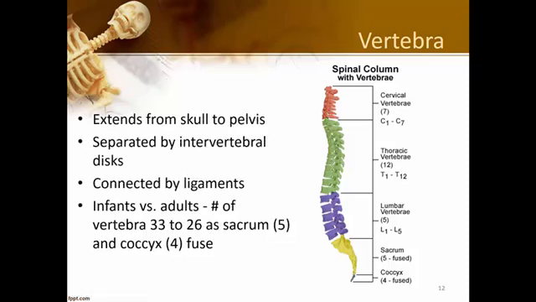So the vertebrae from skull to pelvis: the first 7 are cervical, then the next 12 are your thoracic, then lumbar. The sacrum starts out as 5 but fuses to 1 by the time you're an adult, and the 4 coccyx bones fuse and become your tailbone. Between each vertebra is an intervertebral disc, and hopefully you remember from the connective tissue module that it contains fibrocartilage, which acts as a cushion between each one of those bones. They are connected by ligaments. Ligaments attach bones to allow some flexibility and movement.